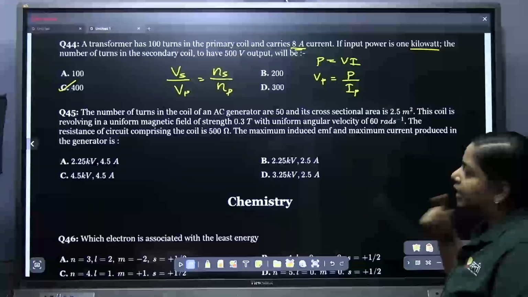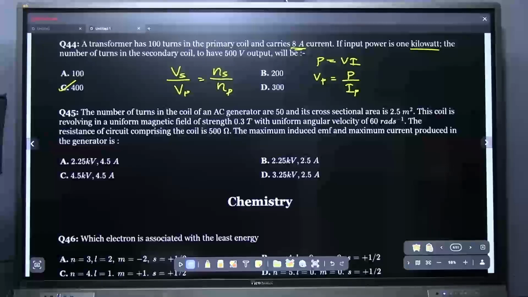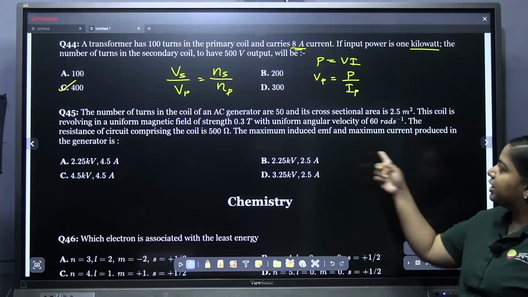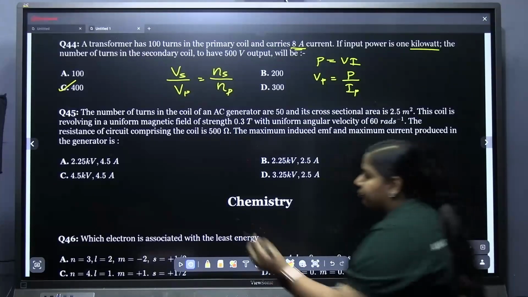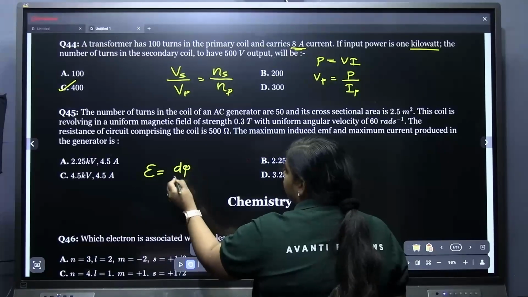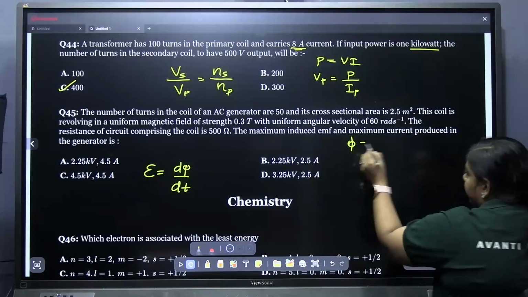Okay, next question, the last question. The number of turns in the coil of an AC generator is 50 and its cross sectional area is 2.5. The coil is revolving in a uniform magnetic field of strength 0.3 Tesla with uniform angular velocity 60 radian. The resistance is 500 ohm. Find the maximum induced EMF and current. Induced EMF is equal to d phi by dt.